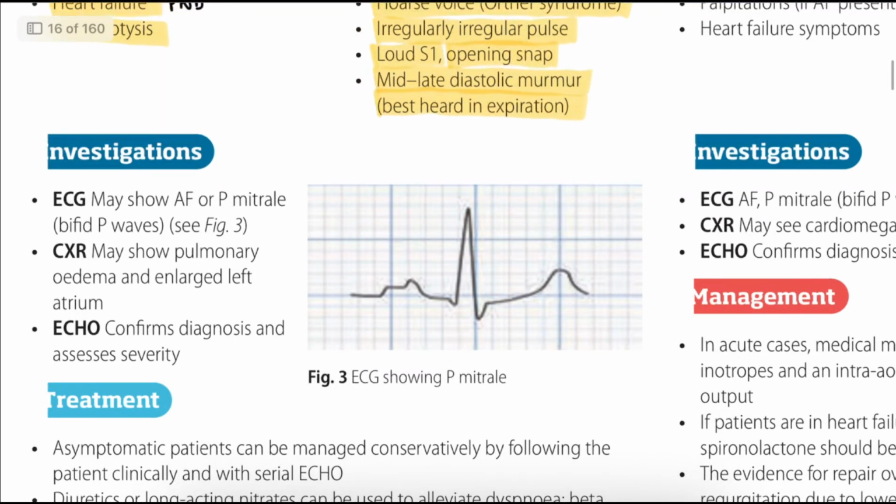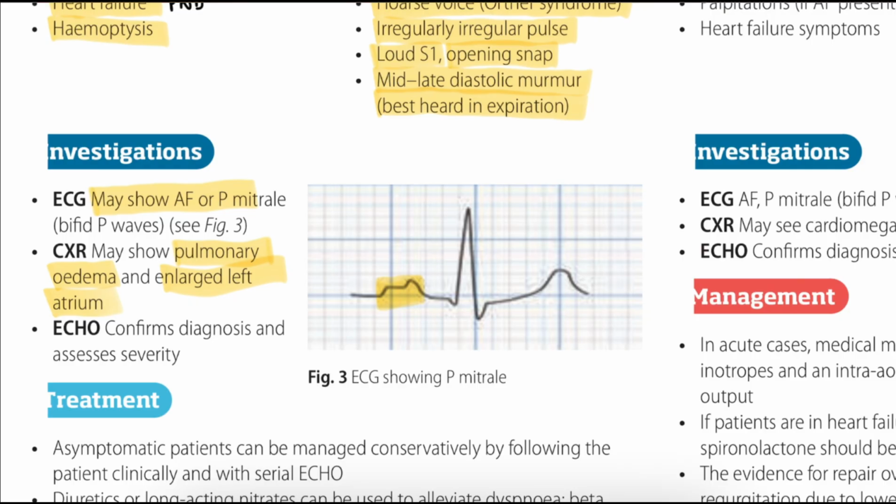Okay, next in investigation, I already told you, it may show atrial fibrillation or P mitrale. You can see here the atrial enlargement. So that's why we call that P mitrale, like bifid P waves we can see. Next, in chest X-ray, it may show pulmonary edema because of pulmonary hypertension and enlarged left atrium.